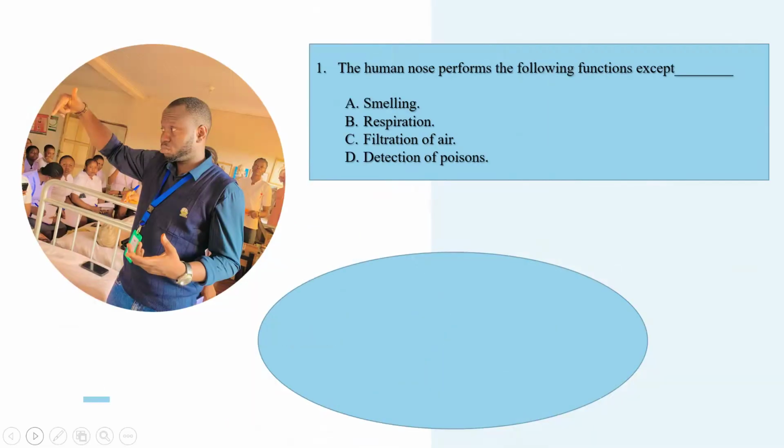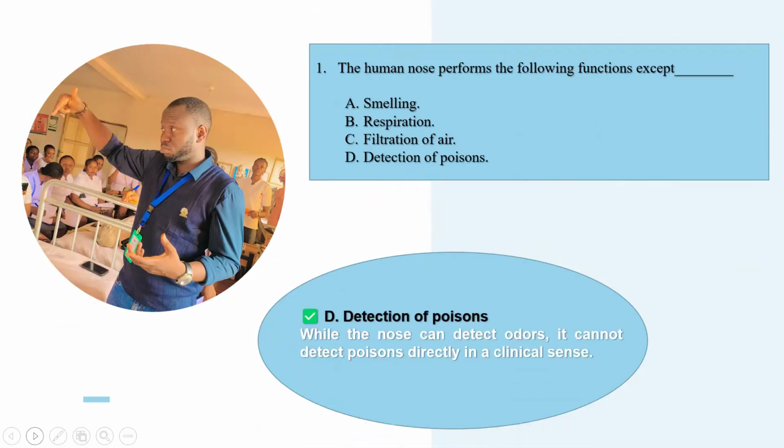The human nose performs the following functions except A, smelling. B, respiration. C, filtration of air. D, detection of poison. The correct answer is detection of poisons.